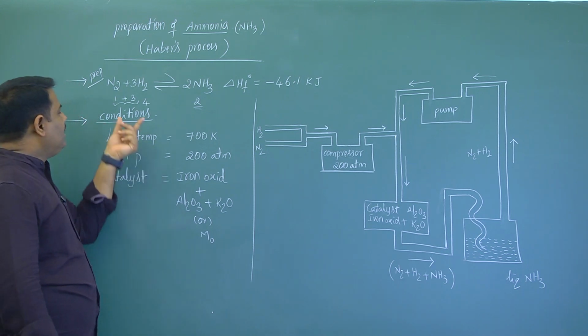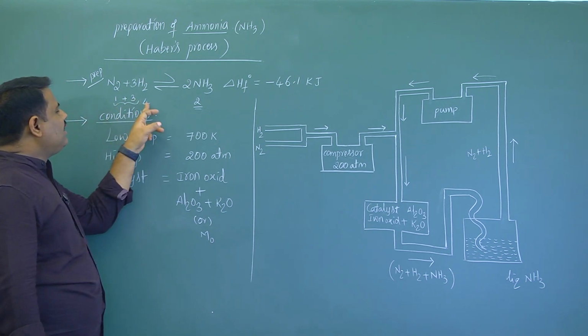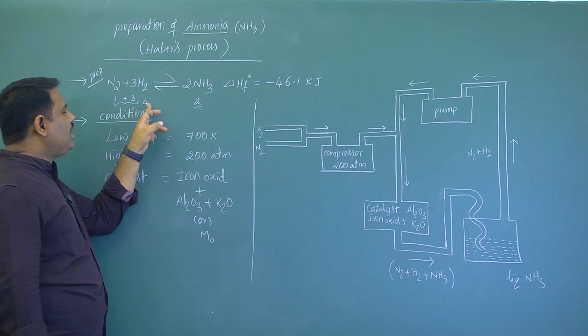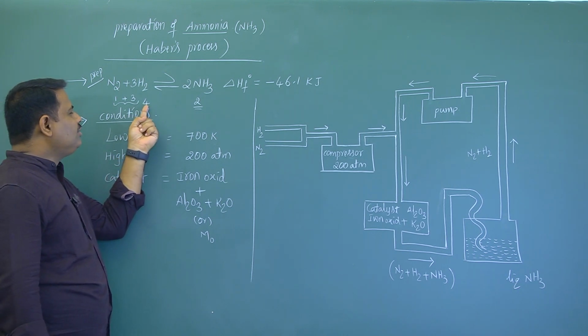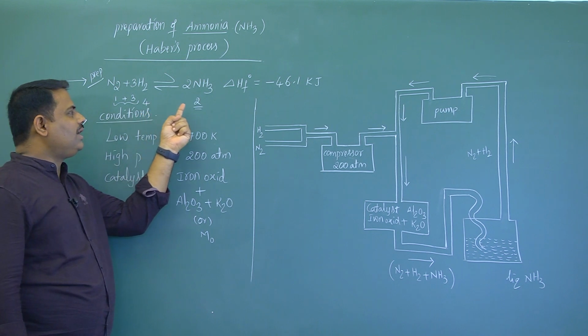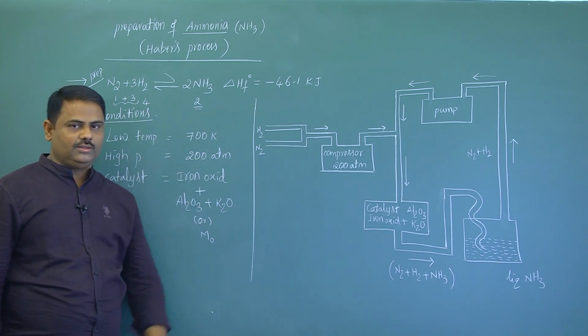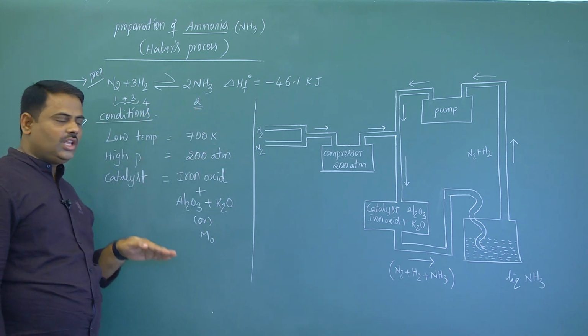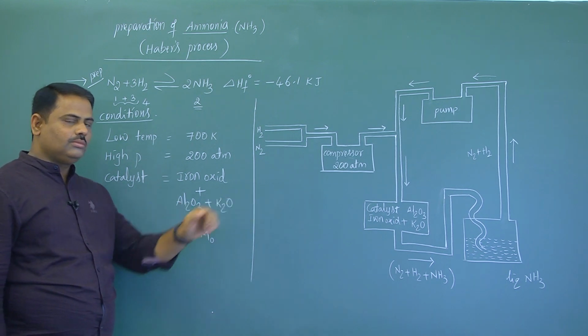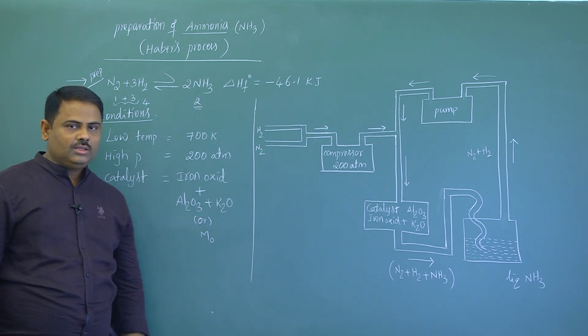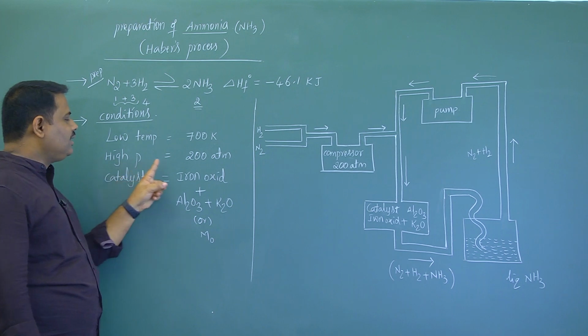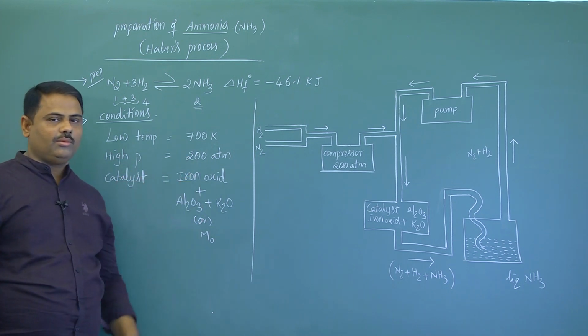I will repeat, here number of moles of reactants are 4, or you can say 4 volumes of reactants are converted as 2 volumes of products. That means to decrease volume, high pressure is required. That's why high pressure is required here, that is nearly 200 atmospheres.